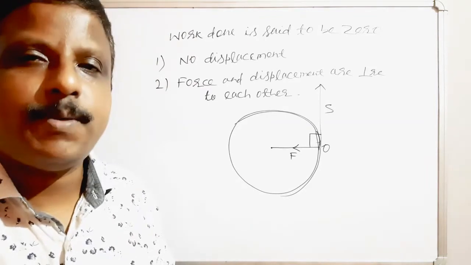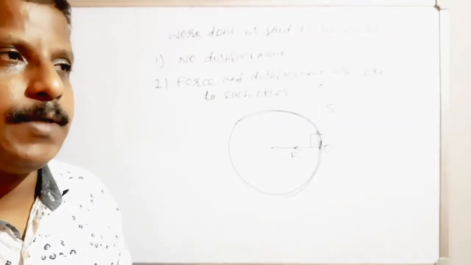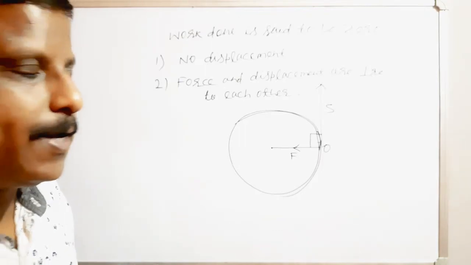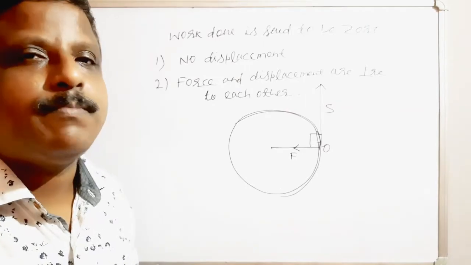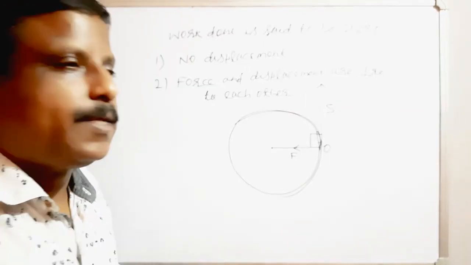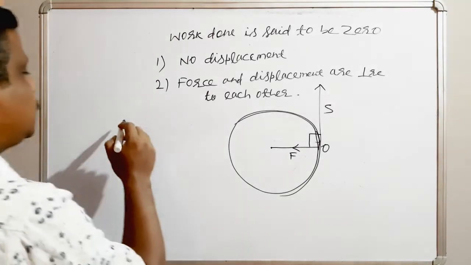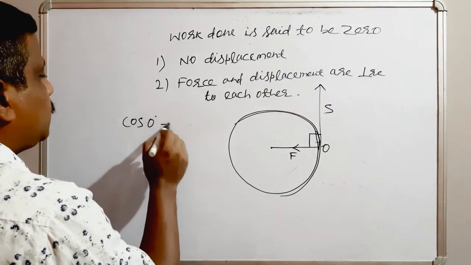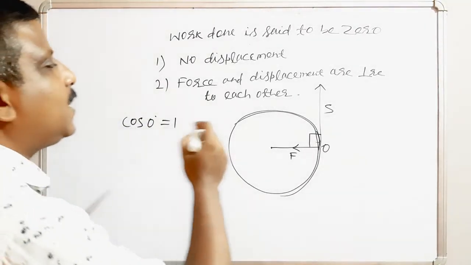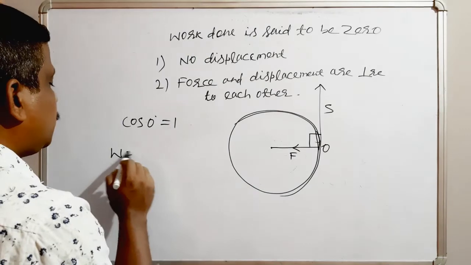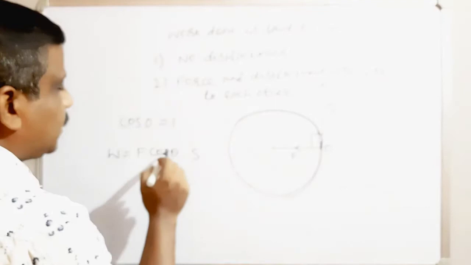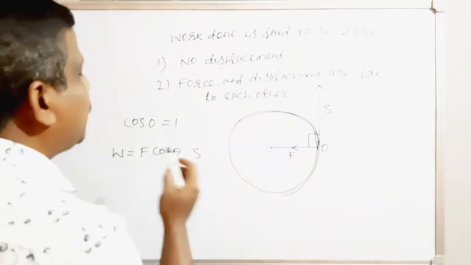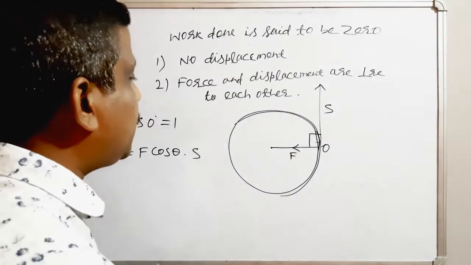When is work done said to be maximum? In the trigonometric table in class 9 you will read the theta value where cos theta is maximum. Cos theta value is maximum at 0 degrees. Cos 0 degrees value is 1, which is the maximum value in the cos table. So when the angle theta is 0, in the formula W is equal to F cos theta into S, we will get the maximum work.